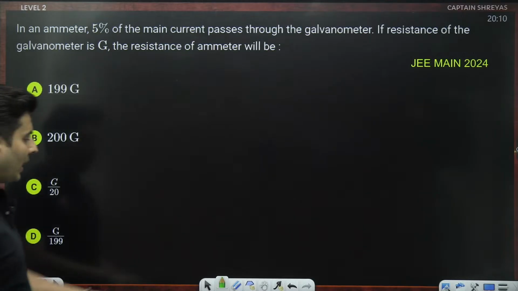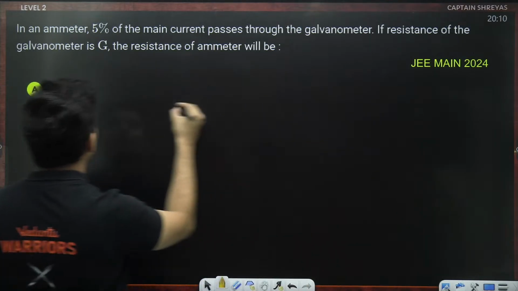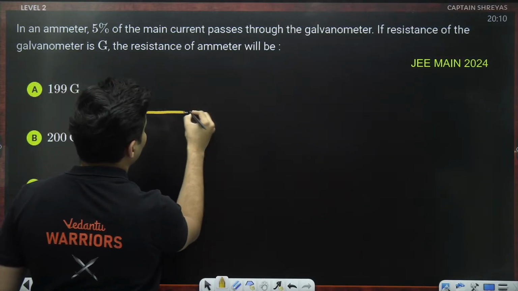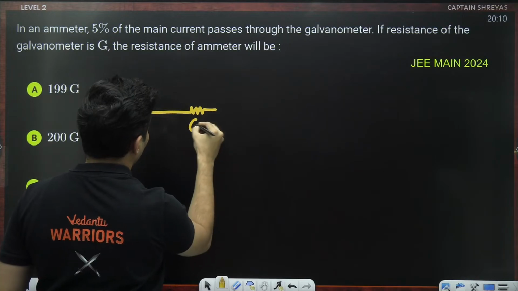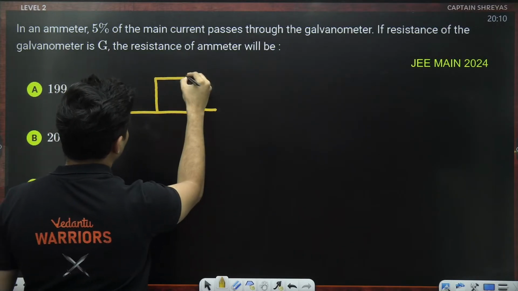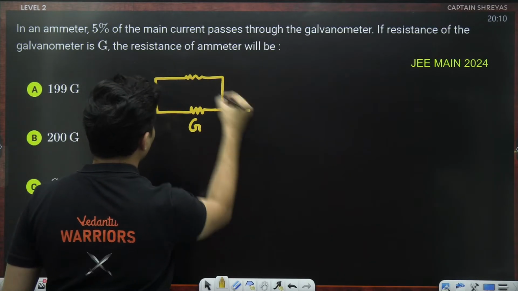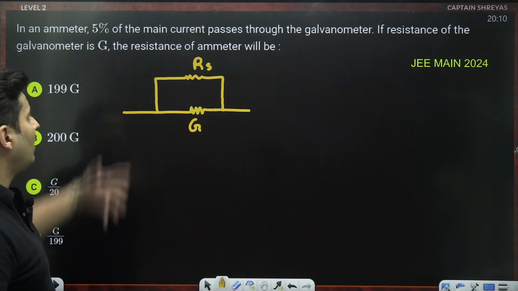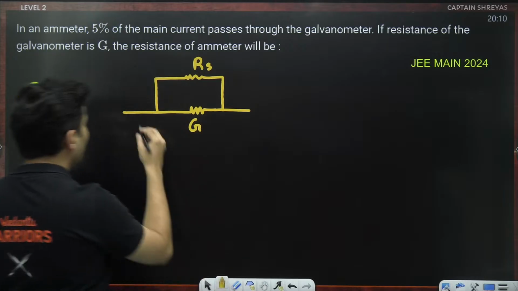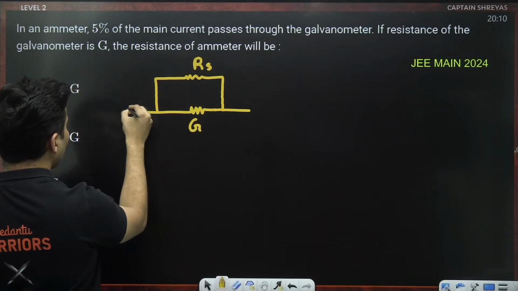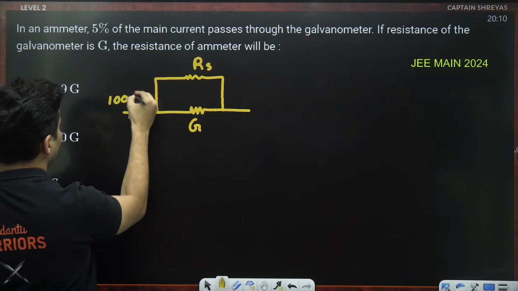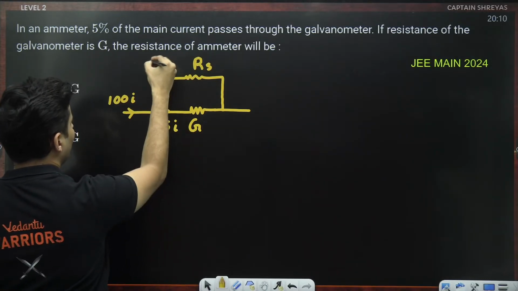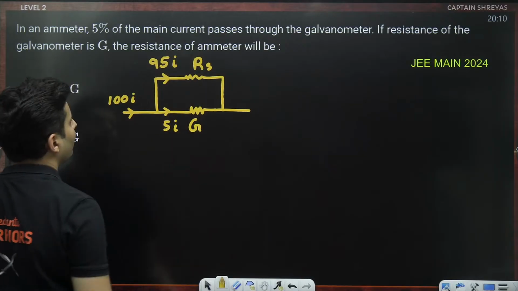Let's see. Okay, let's solve this question, my dear students. It's clearly mentioned 5% of the current passes through the galvanometer. So this is the galvanometer. The remaining 95% passes through basically the shunt resistance. So the question is, the resistance of the ammeter is how much? See, 5% is passing, meaning imagine the current was 100I. So the current passing here is 5I and the remaining current over here is basically 95I.